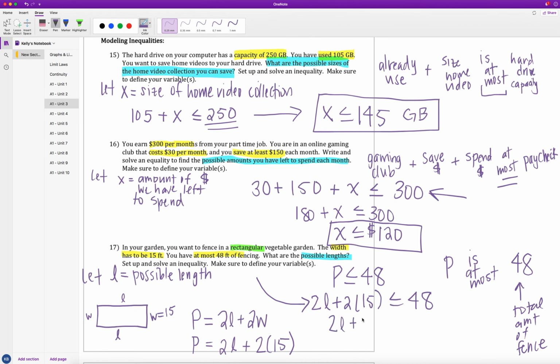So simplifying, 2 times 15 is 30. So I get 2L plus 30 is less than or equal to 48. Subtracting 30 over, we get 2L is less than or equal to 18. Dividing through by 2, that gives me that my length is less than or equal to 9. And we were able to solve, and if we're thinking about units, we are in feet. So my length has to be less than or equal to 9 feet for this example. And those are 3 examples of modeling inequality.